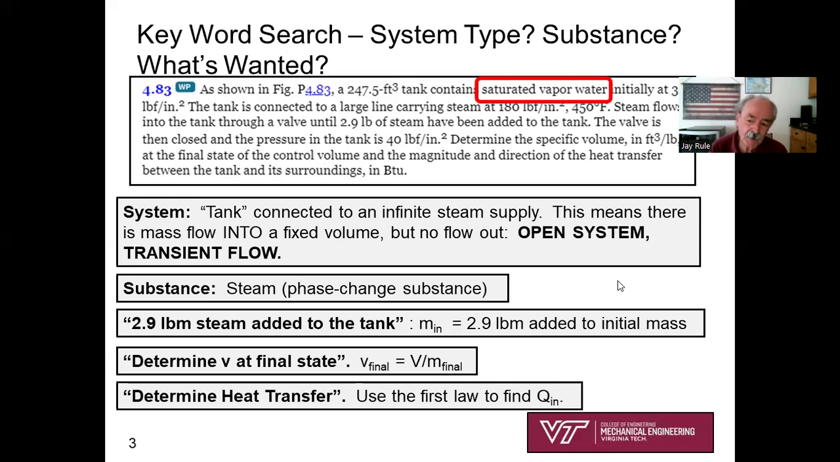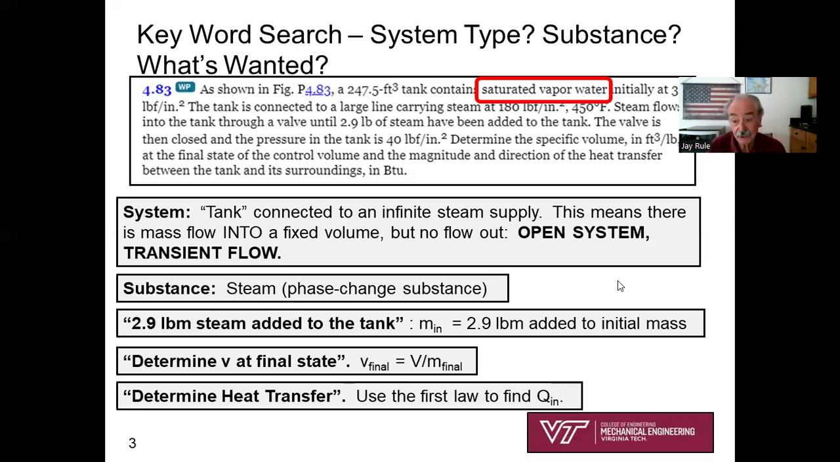However, since nothing's flowing out and something's flowing in, it's not steady state, steady flow, where most of your chapter 4 problems are. Most of your chapter 4 problems are steady state, steady flow, where the outflow rates exactly match the inflow rates. This is not that case. So this would be considered open system transient flow.